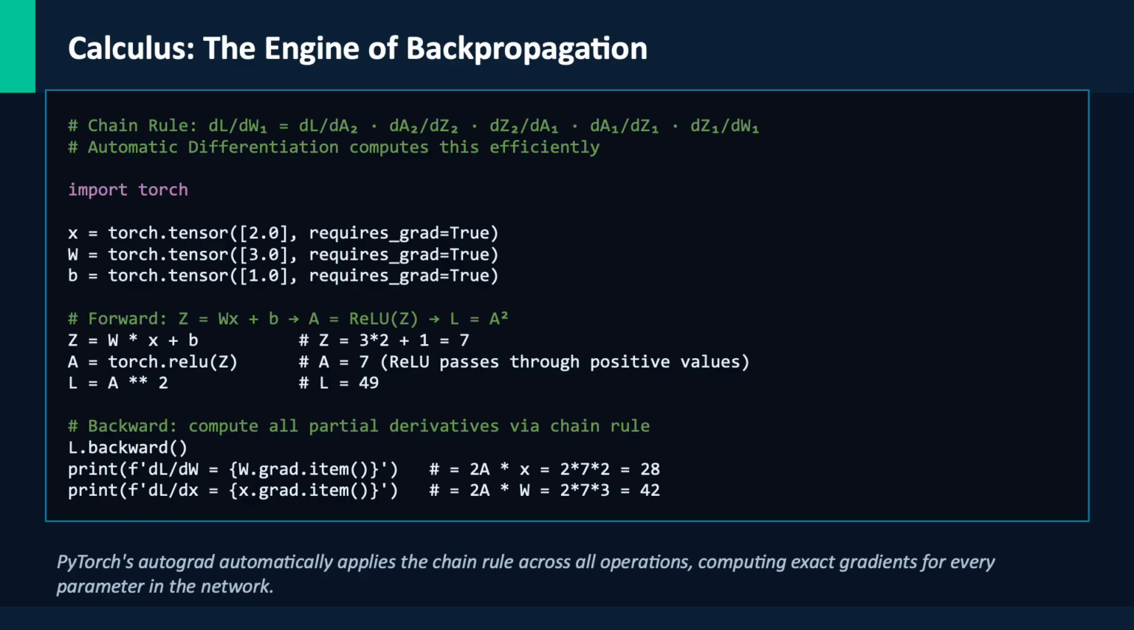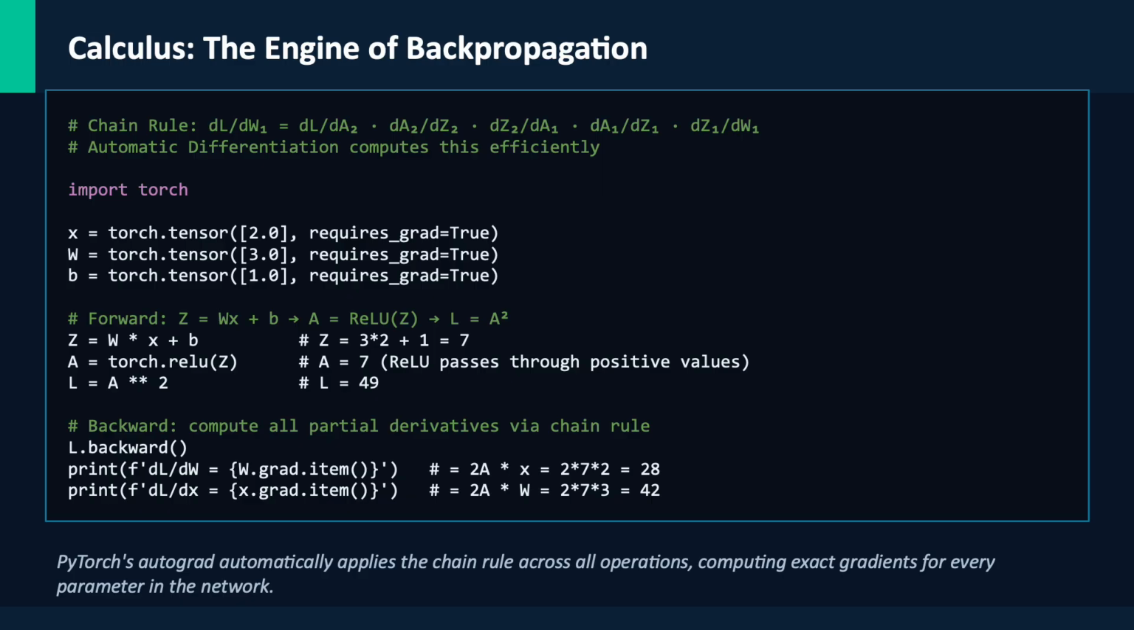Backpropagation is an algorithm that figures out exactly how much each part of a neural network contributed to a mistake. It does this using the chain rule from calculus, which lets us trace responsibility for an error all the way back through every layer of the network.